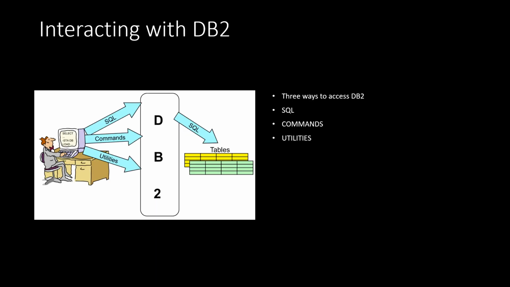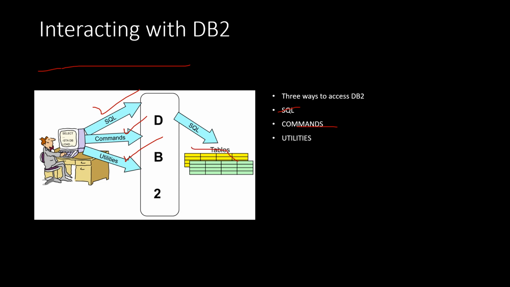So let's discuss how to interact with DB2. As a system administrator, we need to set up, configure and monitor the DB2 environment. We can access DB2 in three different categories: SQL, commands and utilities. SQL is the Structured Query Language, a specialized programming language used to access DB2 objects and the data. Next is the command. Commands are used to issue instructions directly to the DB2 environment.